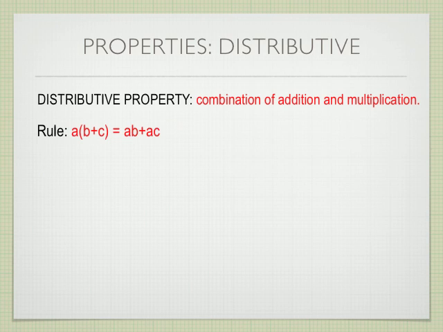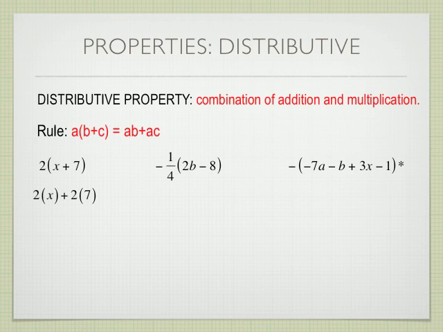Our distributive property rule is if I have A times (B plus C), it's A times B plus A times C. So if I have 2 times (x plus 7), I'm just going to take that 2 and distribute it to the x and distribute it to the 7. So it's 2 times x plus 2 times 7, or 2x plus 14. You don't need to show that middle step. I'm just showing it so that people can see where it came from.